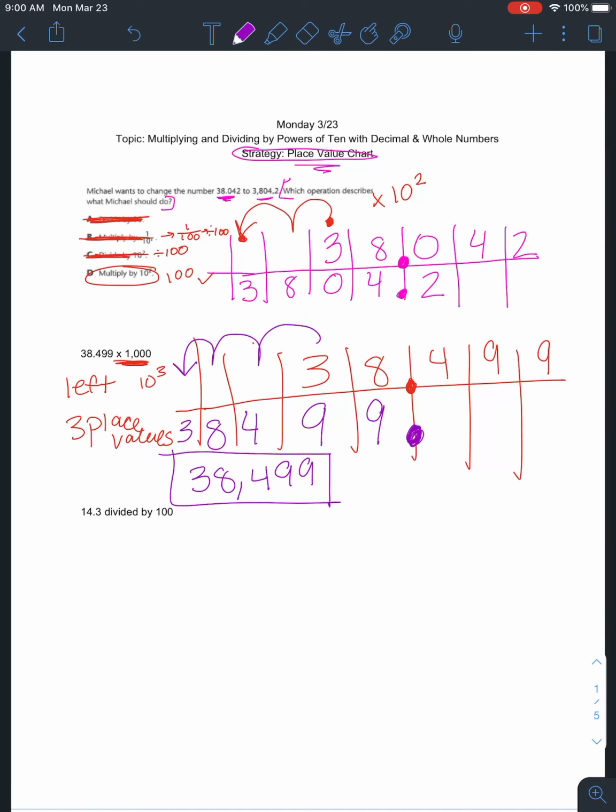Last problem, 14 and 3 tenths divided by 100. Again, let's make that prediction. This time, if I'm dividing by a power of 10, what direction am I moving? That's right, we're moving to the right. And if I'm dividing by 100, I want you to think, how many powers of 10 are in 100? There are 2 powers of 10 in the number 100. And so we are moving to the right 2 place values.